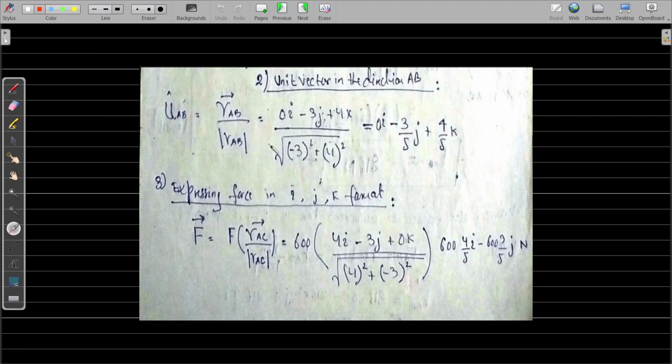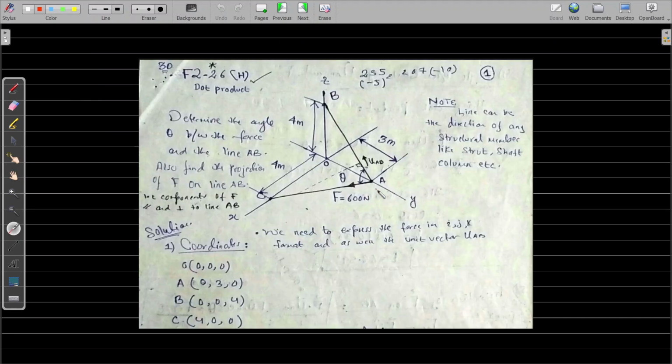But mod of RAB will be the square root of minus 3 squared plus 4 squared, which is nothing but 25 under the root, so 5. So unit vector AB will be 0i minus 3 upon 5j plus 4 upon 5k. Okay, this was the position vector AB, with the mod taken under the square root and the squares of the values 3 and 4. It's very simple.